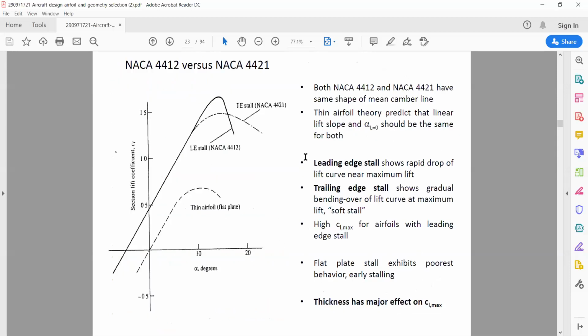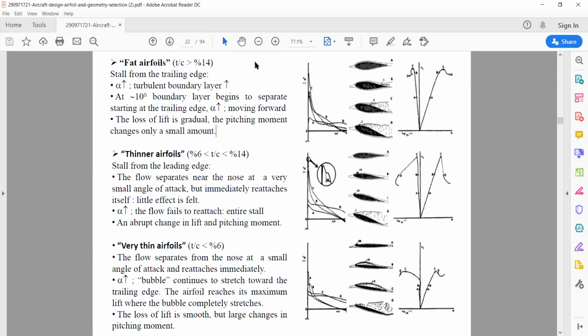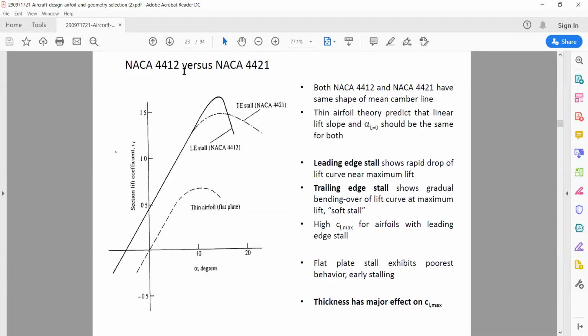So here we have two airfoils, NACA 4412 and NACA 4421. Just look here, T by C. The last two numbers represent thickness to chord ratio. Okay, this is called what? The camber position is 44%, 44%. But what is happening here? The 12% and 21%. This is 12% thickness and 21% thickness. So we can see this is 21%, which is greater than 14%. This is called a fat airfoil. And when I speak about 12%, it is a thin airfoil.